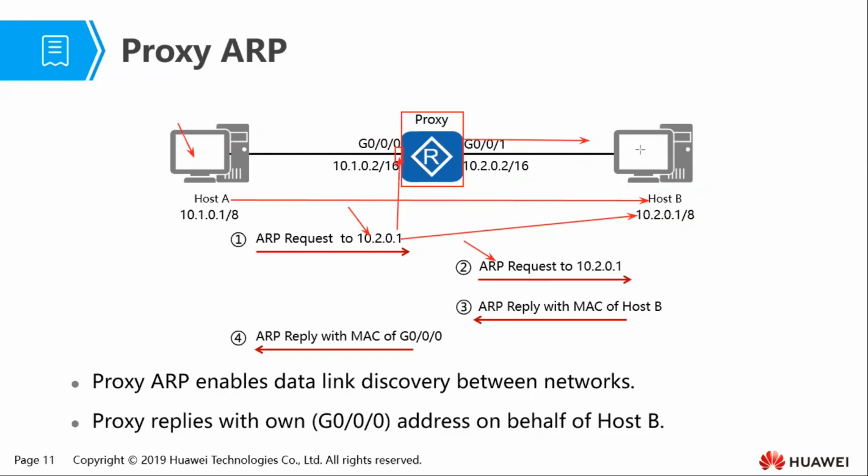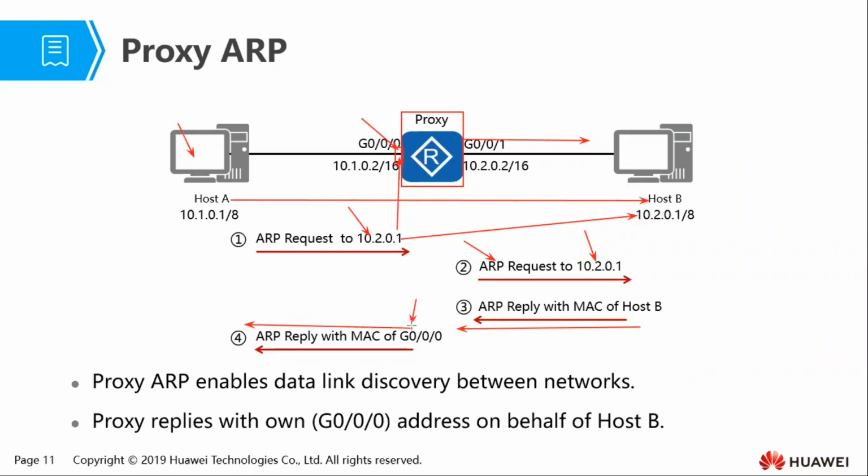Everyone in this network segment is going to receive that ARP request. Whoever has this IP address is going to reply. That is host B. They're going to reply with their MAC address to the router, to the gateway. Now the gateway again will update its ARP cache table with the MAC address and the IP address of host B. Then this guy is going to send a reply to host A. But he's not going to send the MAC address of host B. He's going to send the MAC address of this interface.